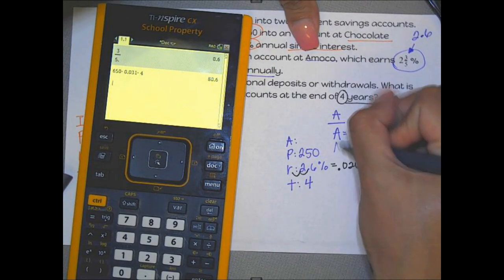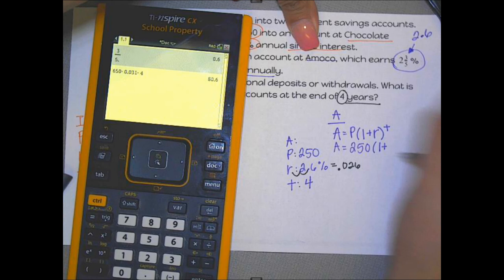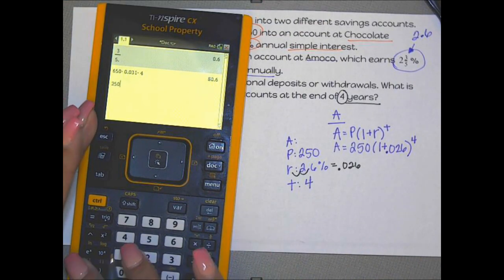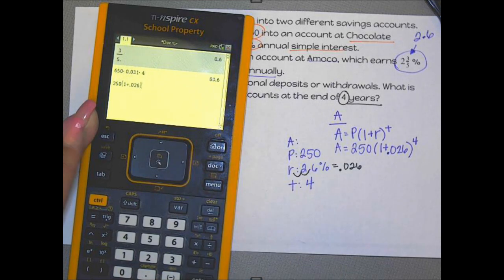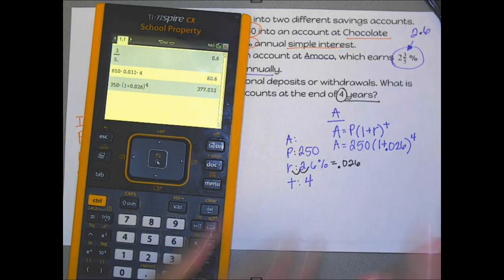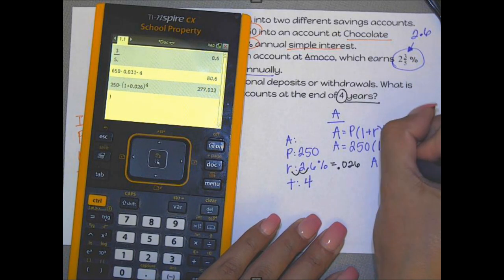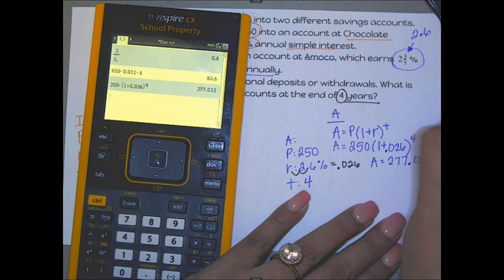And I have A equals, my principal was 250 times 1 plus 0.026 to the 4th power. So 250 parentheses 1 plus 0.026. Now remember to scroll outside of the parentheses, and to get that 4, I push this little arrow up so that I can get my exponent of 4. Okay, when I click enter, I get A equals 277, and this is money, so I'm rounding to the hundredths, so 0.03.